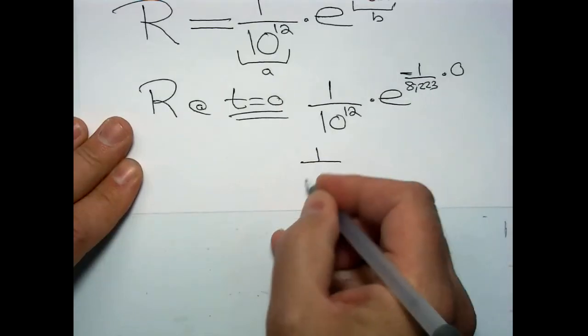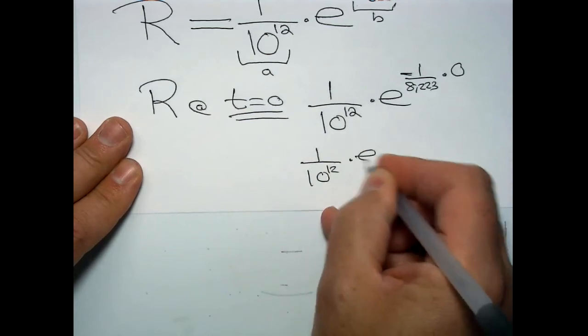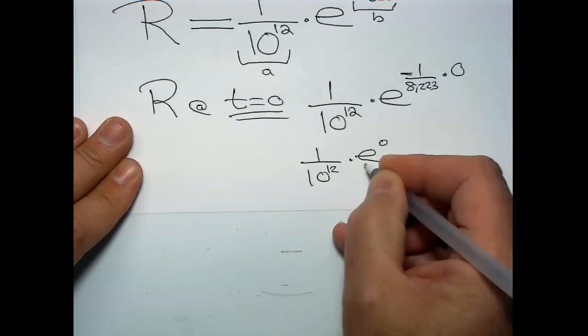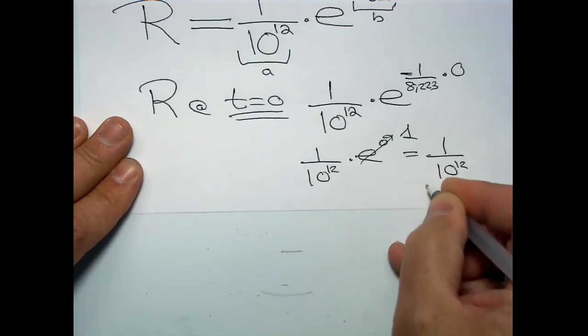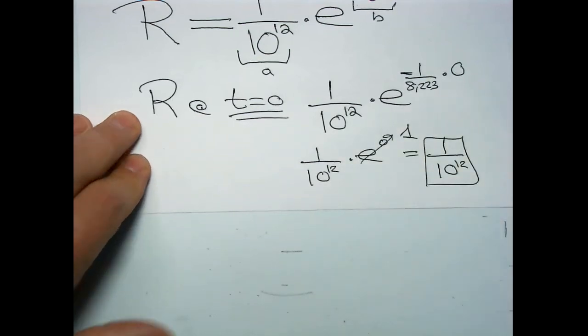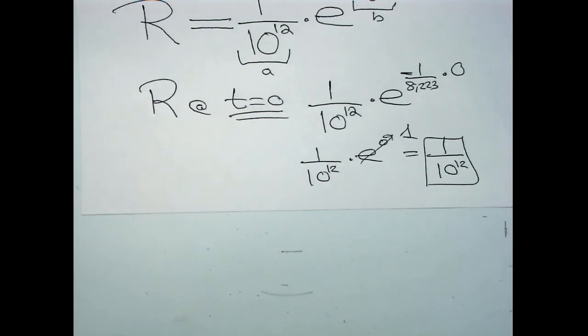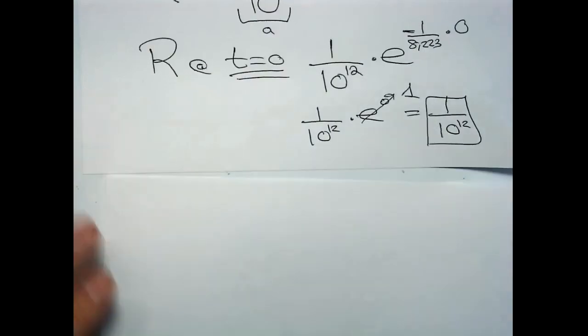That's going to be 1 over 10 to the 12th times e to the 0. But e to the 0 is 1. So we do get a very logical conclusion. While we're alive, that is indeed the ratio. But here comes the real question. The real question is this.